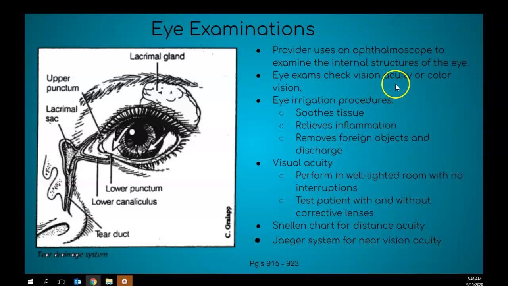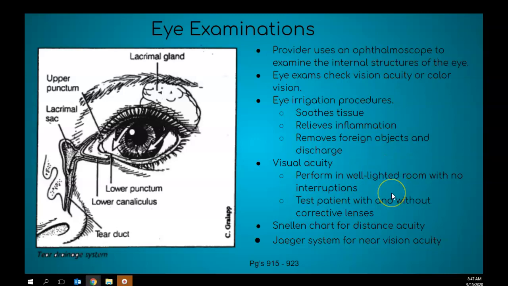Eye exams check vision, acuity, or color vision. We will be learning today how to do a Snellen test, which is the type of visual acuity test we're going to be doing for long distance. So this is for distance vision, okay? That's why you stand 20 feet away from the card so that you can see how well the patient sees from 20 feet. Eye irrigation procedures, I will also be demonstrating this procedure as well. If you have something stuck in your eye, it's useful to irrigate the eye, soothes the tissue, relieves inflammation, and removes foreign objects and discharge from the eye.